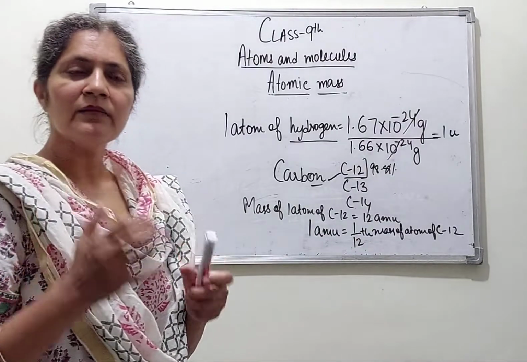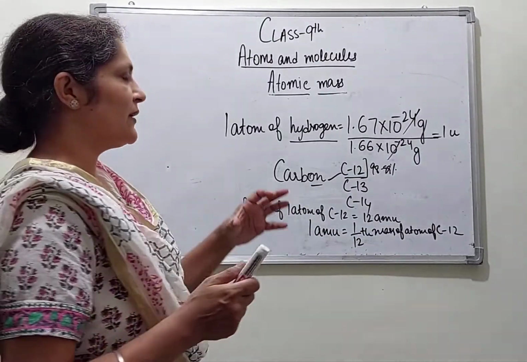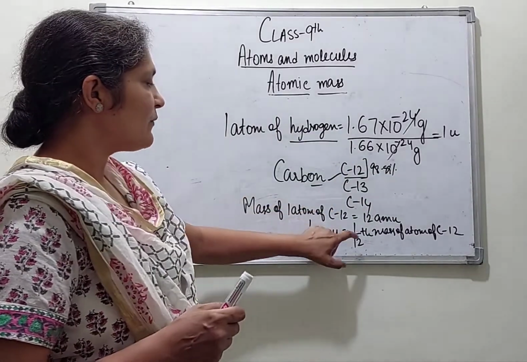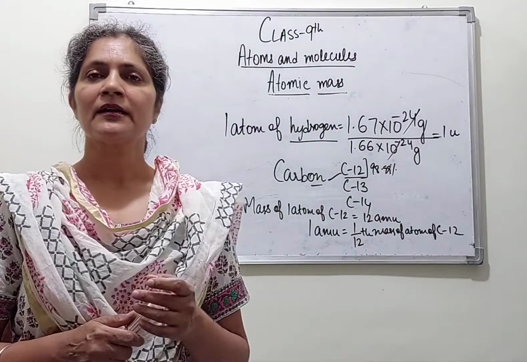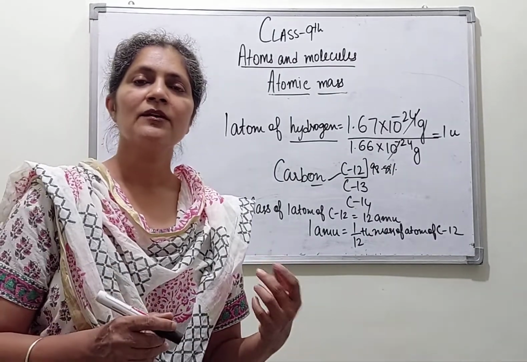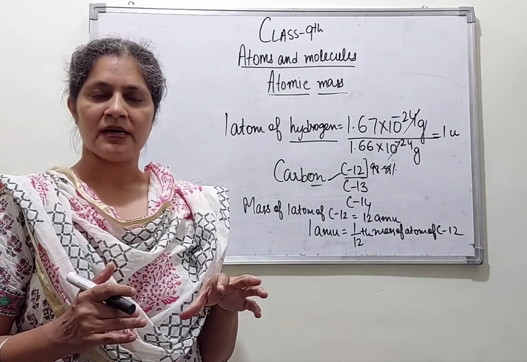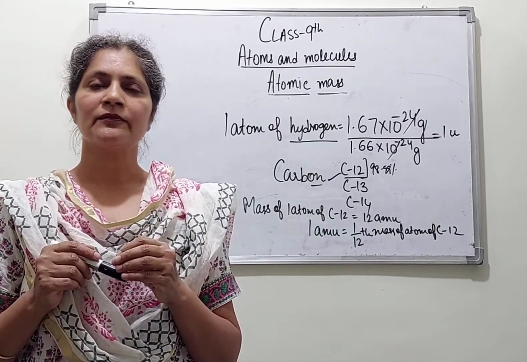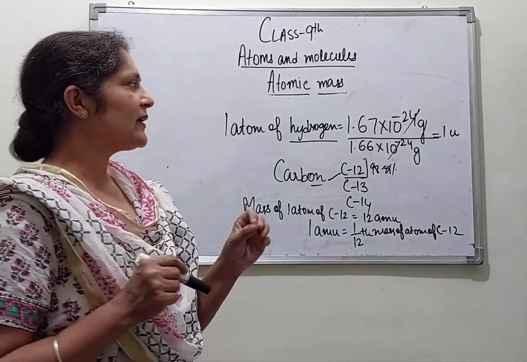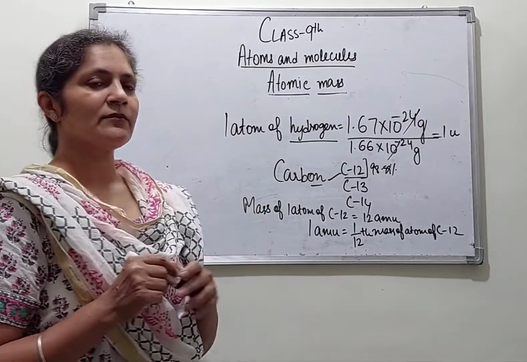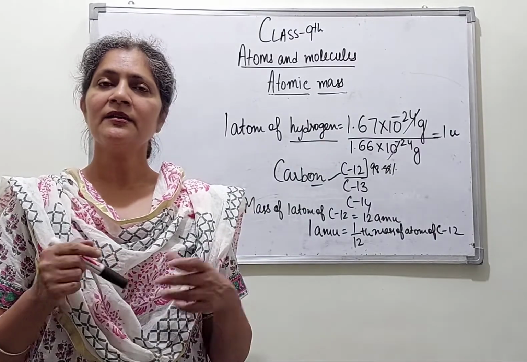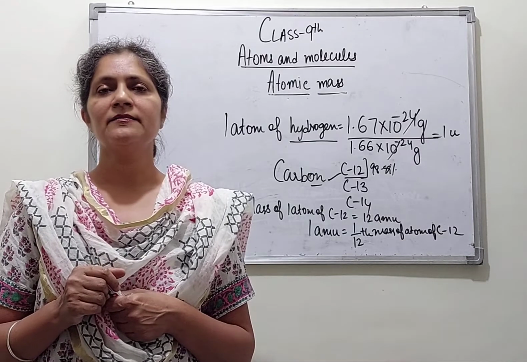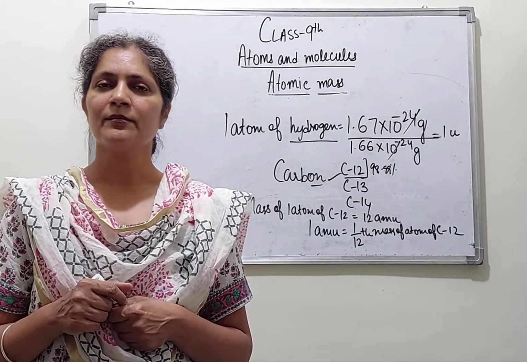We will always calculate the mass of one atom of an element by comparison with 1/12 the mass of an atom of carbon 12. In this way, we can calculate the atomic mass. Right students? This is the comparative study. By relative study with carbon 12 atoms, we can calculate the mass of one atom of the other elements. Otherwise, it was very difficult to calculate the atomic mass because atoms are the smallest particles of matter.